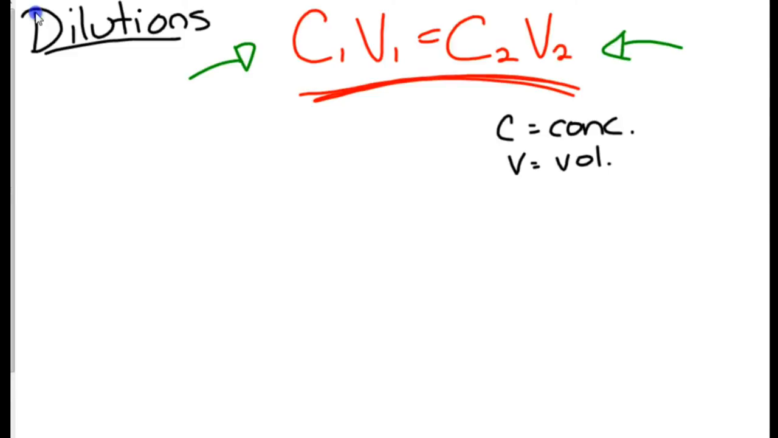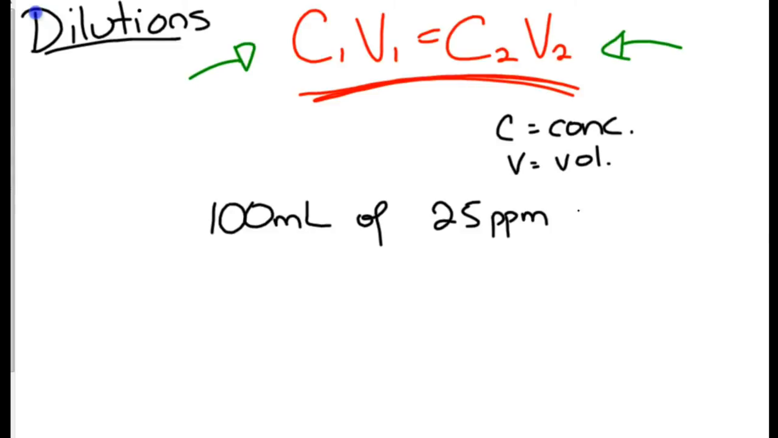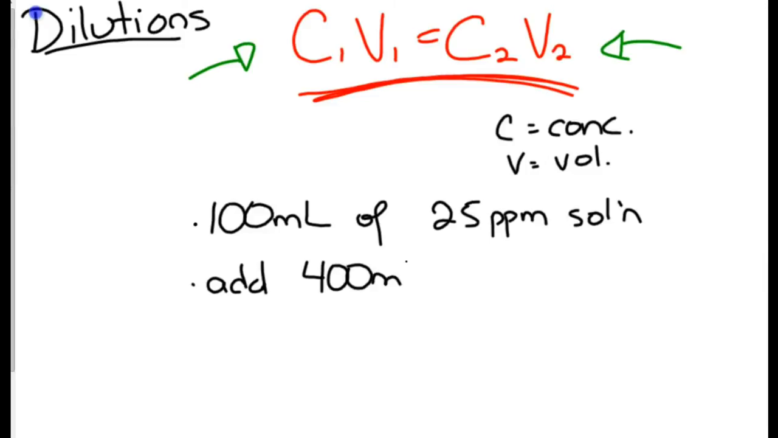If you have, let's say, 100 milliliters of 25 parts per million solution. Parts per million is a common concentration unit. Now, let's say you add 400 milliliters of water to that. What would your final concentration be?